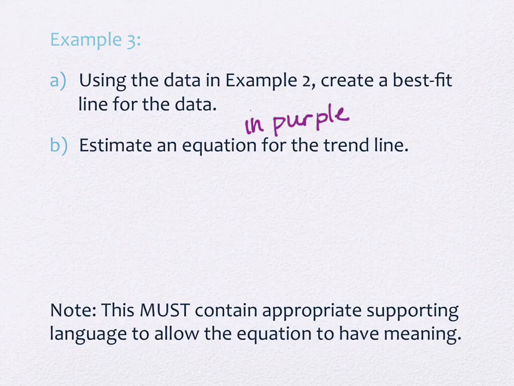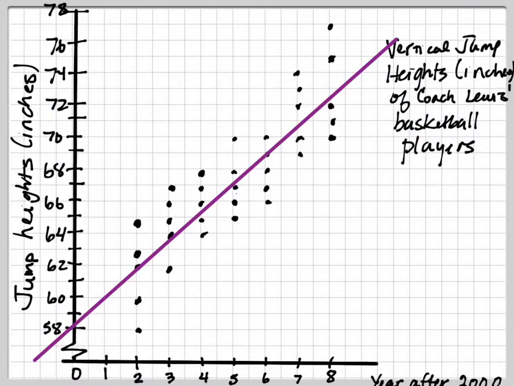Part B is where we actually jump back into doing some calculations. Part B is wanting us to find an equation for our trend line. Now, your line and my line might not match up perfectly, and that's fine. I have no problem with that. If I'm grading it or the grader's grading it, they're looking that your equation matches up with your line.